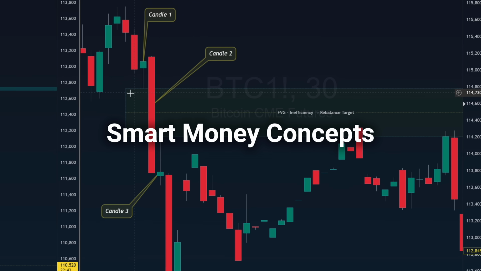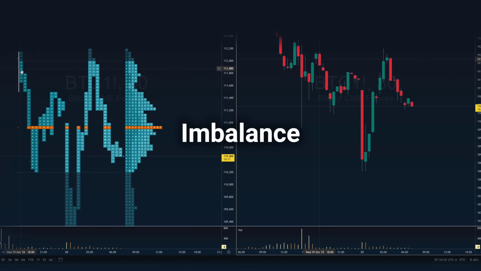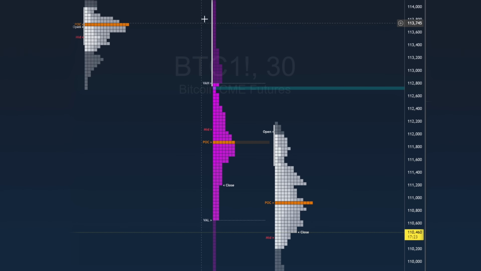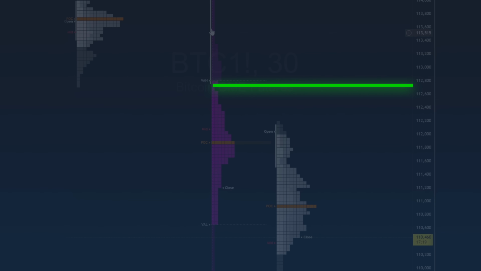Welcome back, traders. Today we are bringing two worlds, market profile and smart money concepts. The single print and the fair value gap may sound unrelated, but they both reveal the same thing, imbalance. Each marks where the market has moved too fast, traded one-sided, and left behind unfinished business.